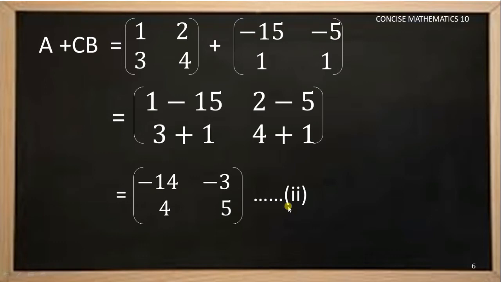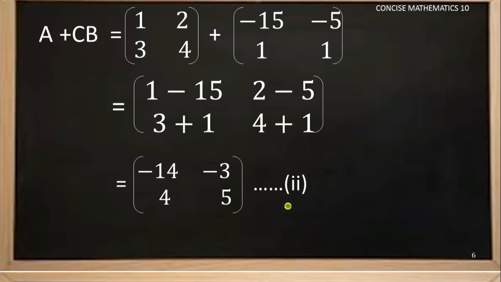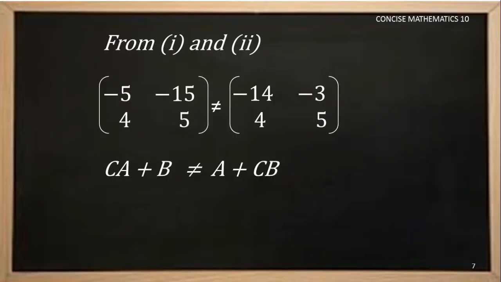It is asked in the question to find each of the following and state if they are equal. Are they equal, children? Just compare result number 1 and 2. CA plus B is not equal to A plus CB.